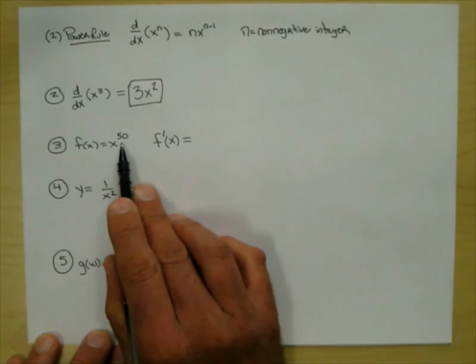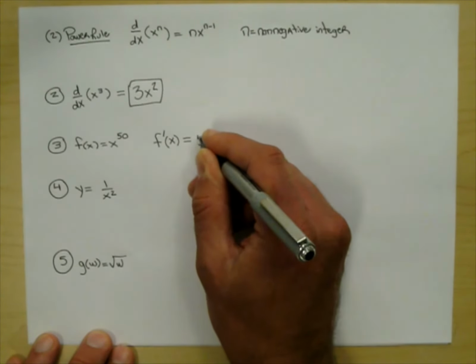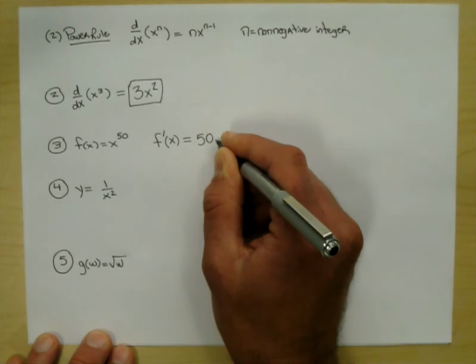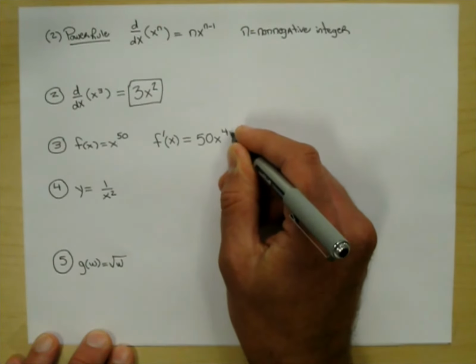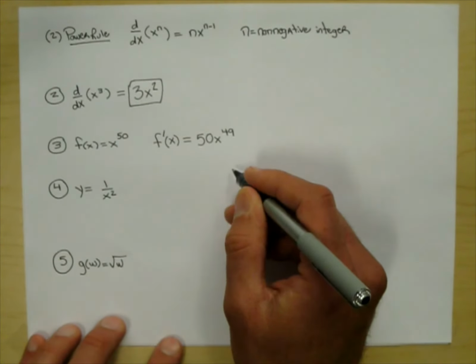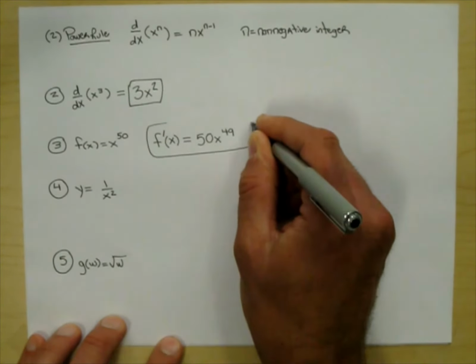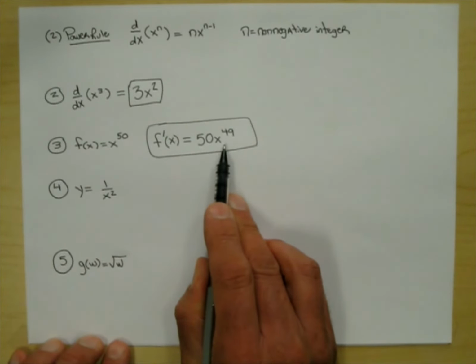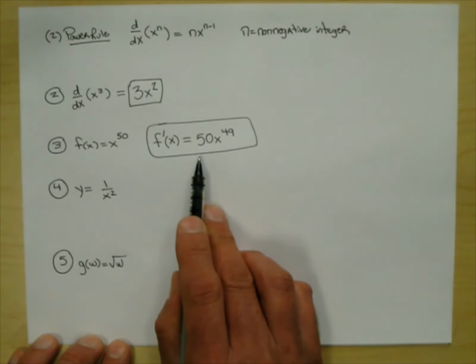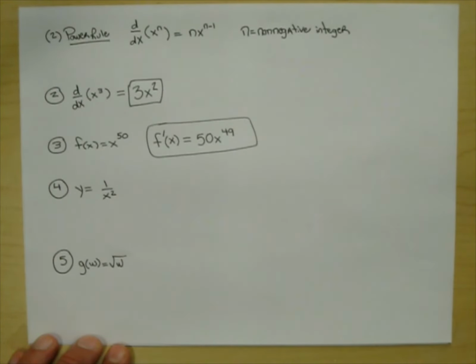Okay, the power rule says this 50 jumps in front. Then you have x, and then you replace it with 1 less, to the 49th power. And so there is the answer. You could just box the 50x to the 49th if you'd like. So we have it. Now, let's point out a few things.